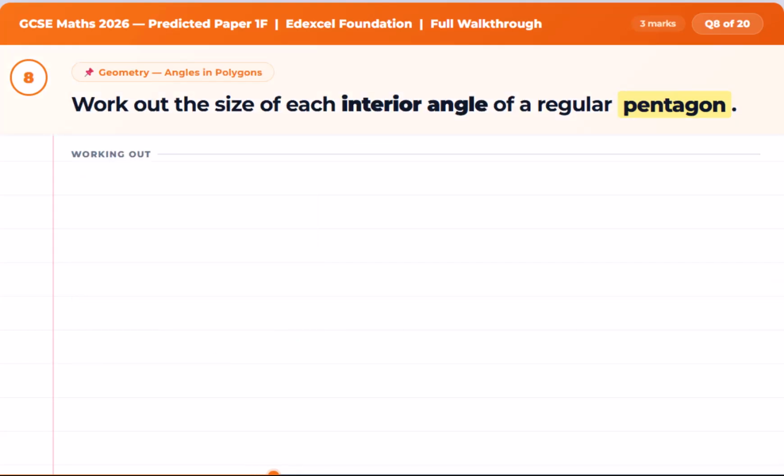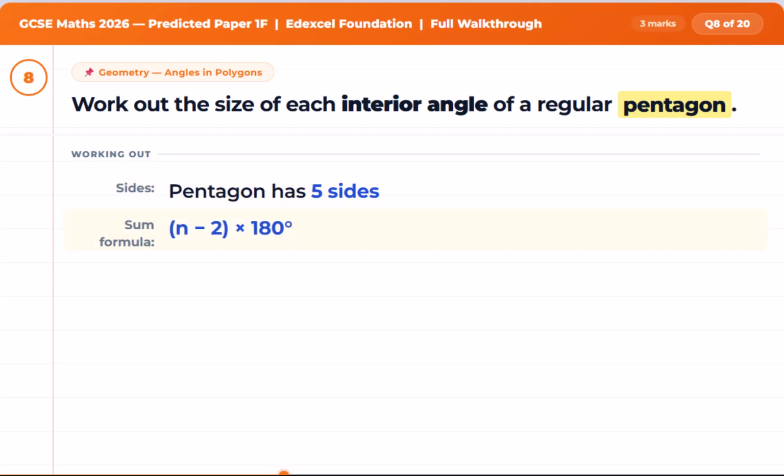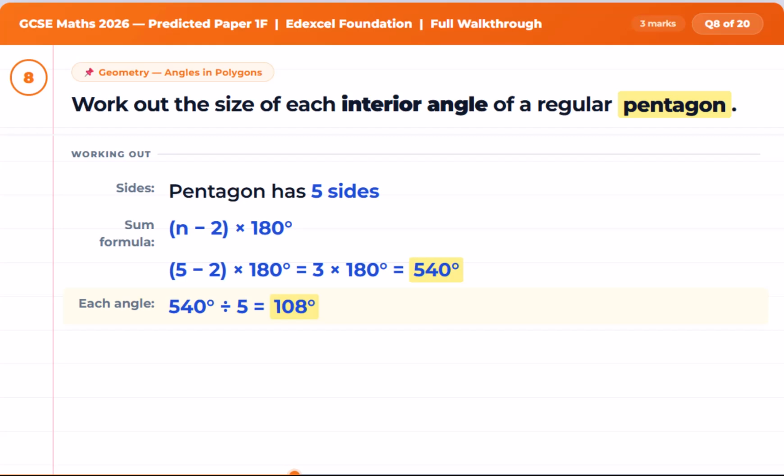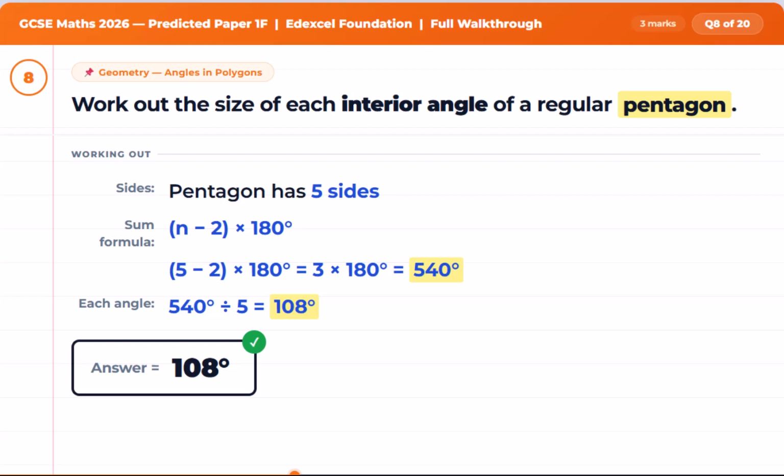Work out the size of each interior angle of a regular pentagon. A pentagon has 5 sides. The sum of interior angles equals n minus 2 times 180 degrees. 5 minus 2 equals 3. 3 times 180 equals 540 degrees. Regular means all angles are equal. Divide by 5. 540 divided by 5 equals 108 degrees. Each interior angle of a regular pentagon is 108 degrees.